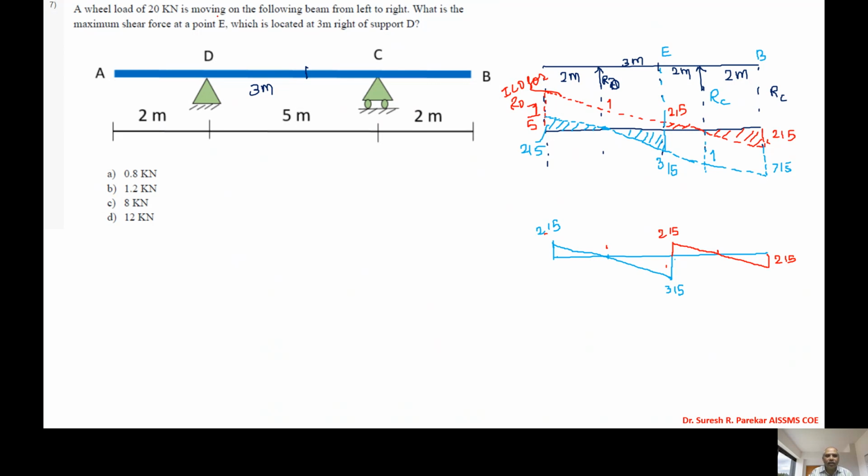Now we have a 20 kilonewton load moving from left to right. Where we have the maximum ordinate, this will be minus 3 by 5. Then what will be the maximum shear force? Because they have not asked positive or negative, we will consider the maximum ordinate, which is 3 by 5. So 20 into 3 by 5 comes to 12 kilonewton. Then this will be option D. So we have option D. This is problem number 7.